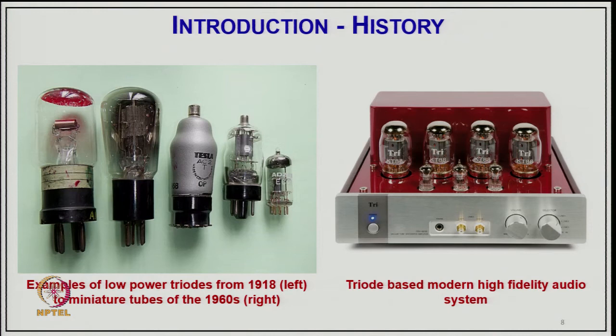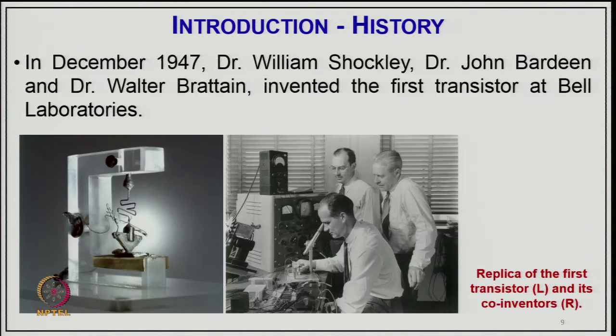These are some examples of low power triodes, starting from 1918 to the miniature tube up to 1960, and the triode-based modern high fidelity outdoor amplification. Of course, see how this has changed the history.